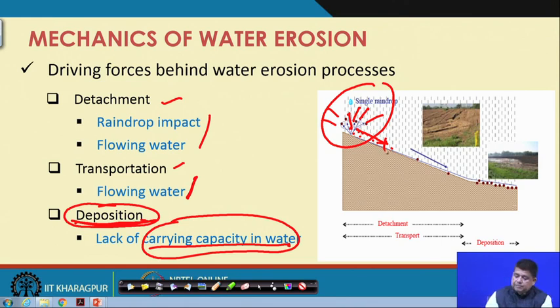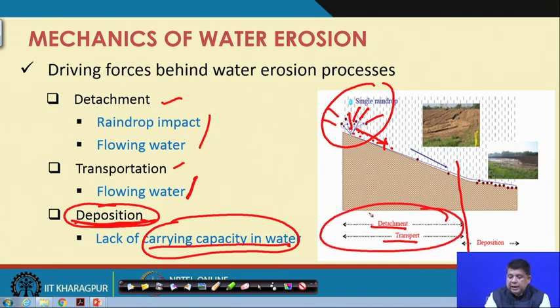So, that means as you can see, detachment and transportation are occurring up to this point simultaneously, because it is not only the raindrop impact, but also the flowing water that detaches the soil particle, and the flowing water transports the soil particle. So, that means simultaneously detachment and transportation phenomena are occurring.